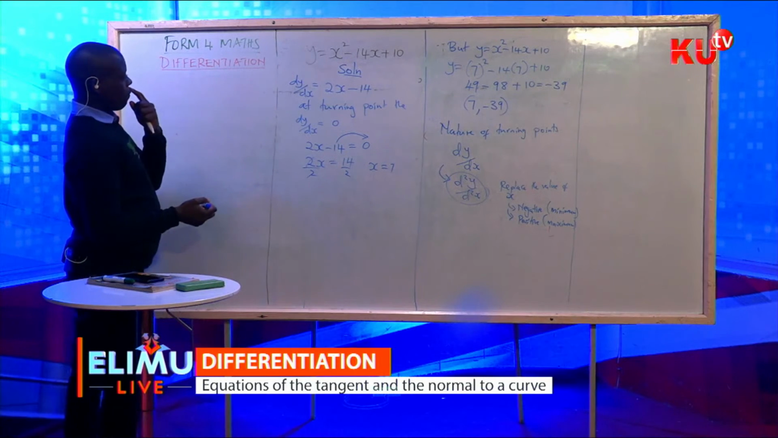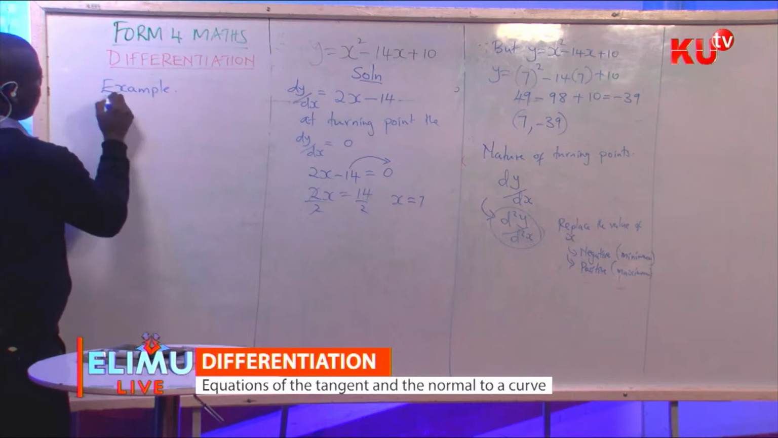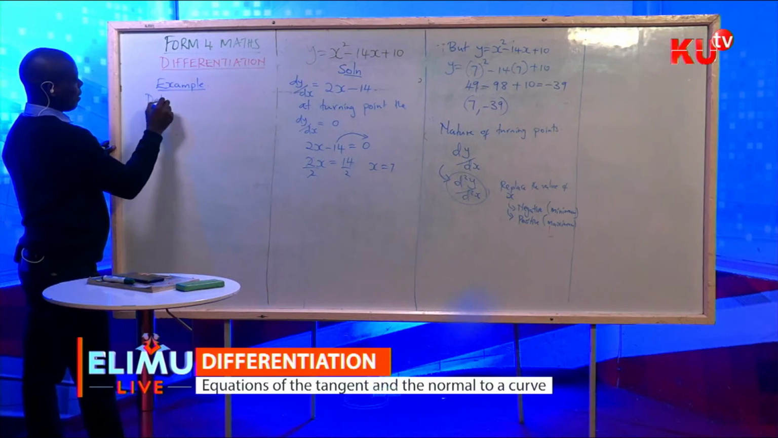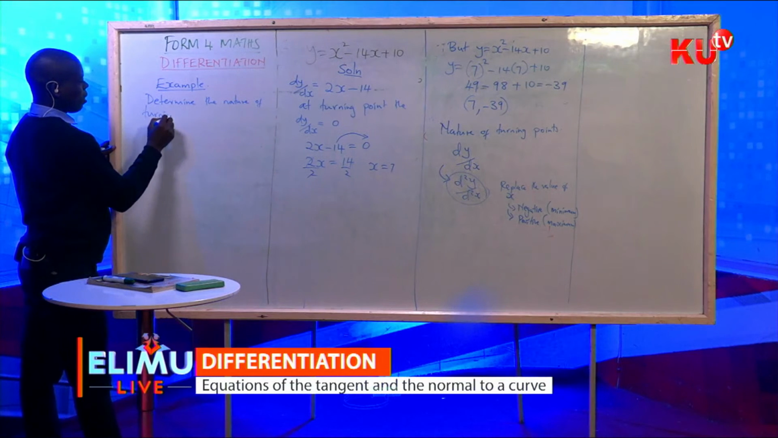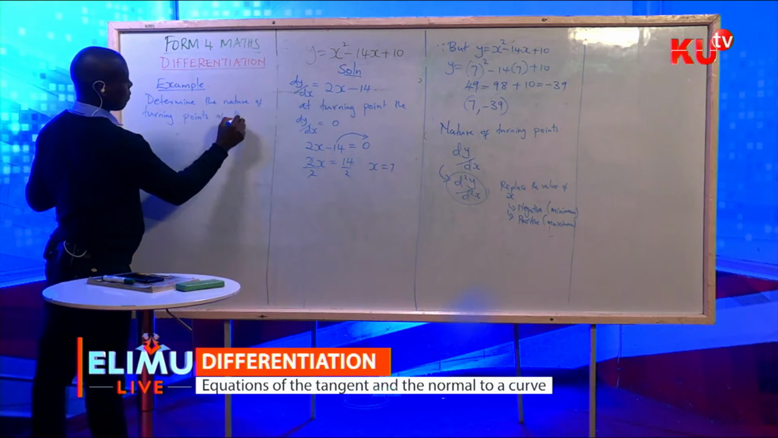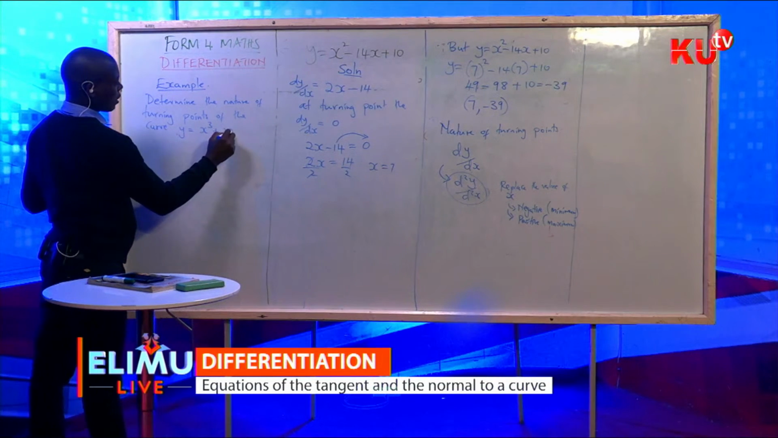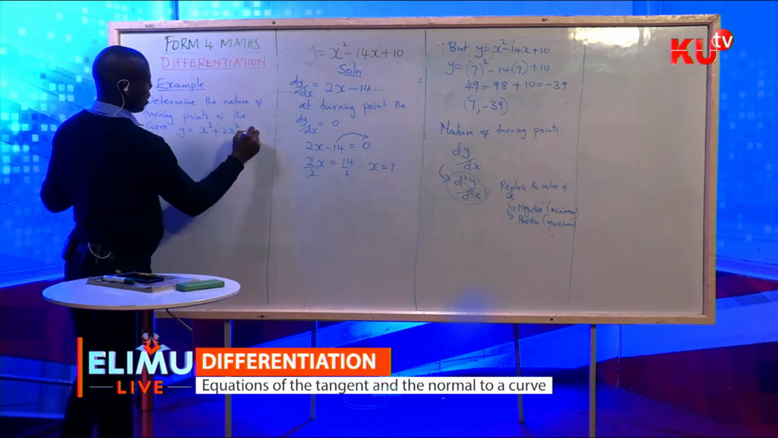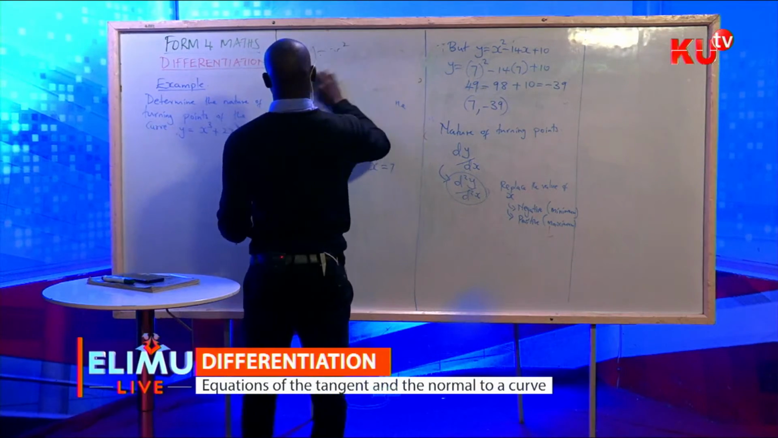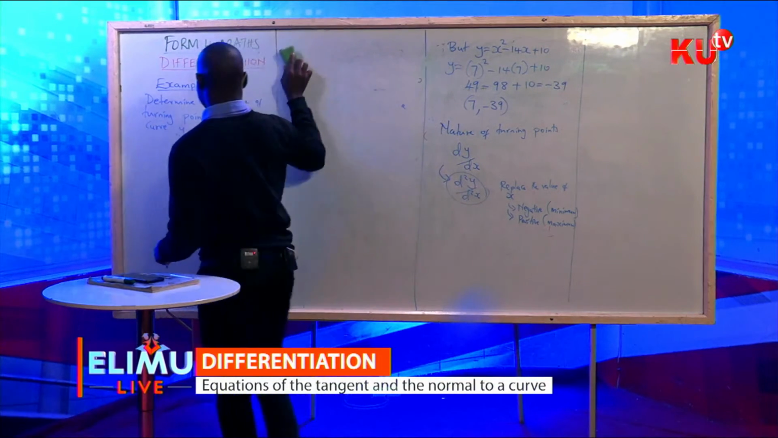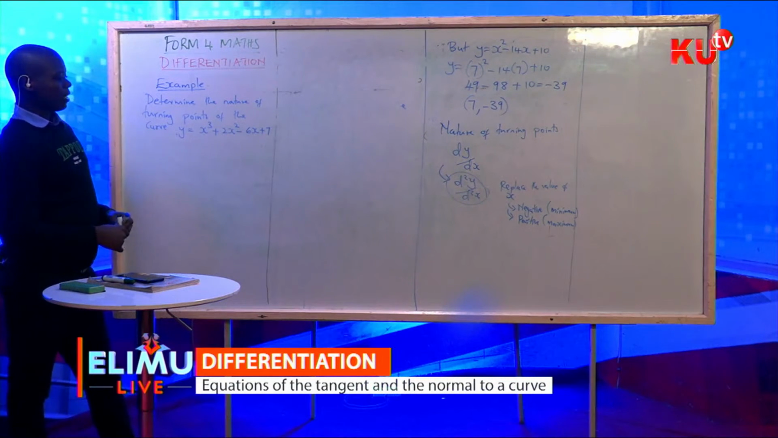When we differentiated our function using the example, we have determined the nature of turning points of the curve y is equal to x cubed plus 2x squared minus 6x plus 7. We determine the nature of the turning points of the curve y equals x cubed plus 2x squared minus 6x plus 7.